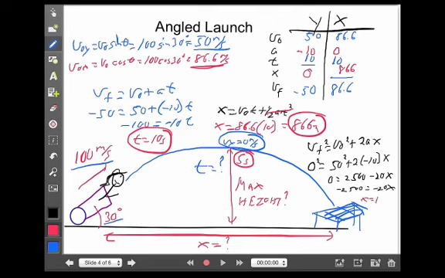And I get 125 meters of height. So again, what we see is that independent nature of horizontal and vertical information. But the one thing that sticks through any example we have here is that acceleration: the only acceleration is in the vertical, and the only acceleration is -10, gravity.